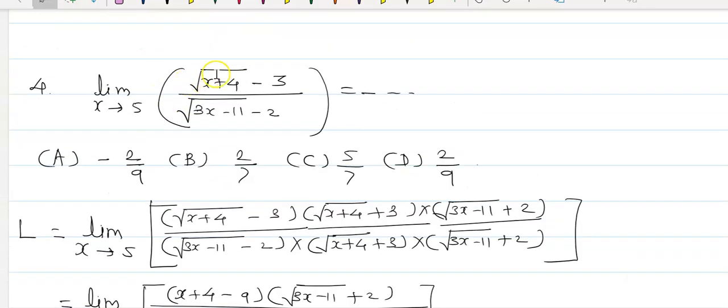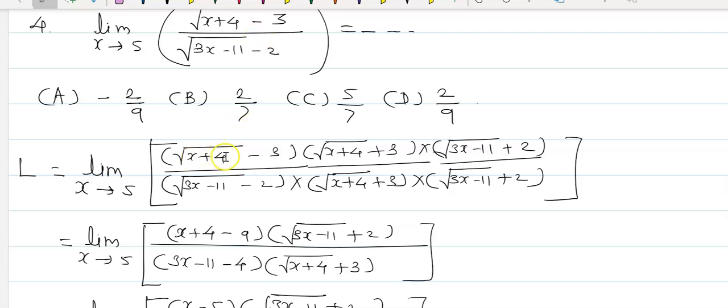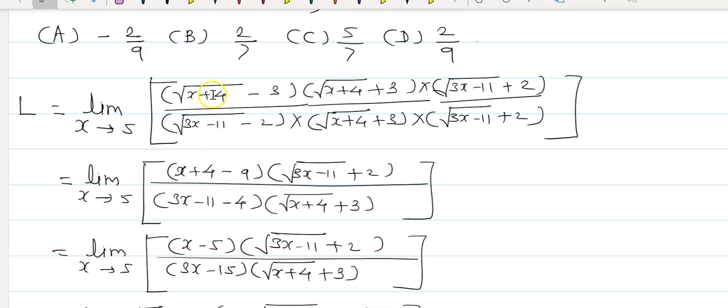Now the limit x tends to 5 of root of x plus 4 minus 3 upon root of 3x minus 11 minus 2. Substitute the values, rationalize the denominator as well as the numerator. Therefore, multiply by the conjugate of root of x plus 4 minus 3, which is plus here. And for the denominator root of 3x minus 11 minus 2, multiply it with root of 3x minus 11 plus 2, and then simplify. Now the radical signs get cancelled. x plus 4 minus 9 into root of 3x minus 11 plus 2 upon, again the radical sign gets cancelled, 3x minus 11 minus 4.